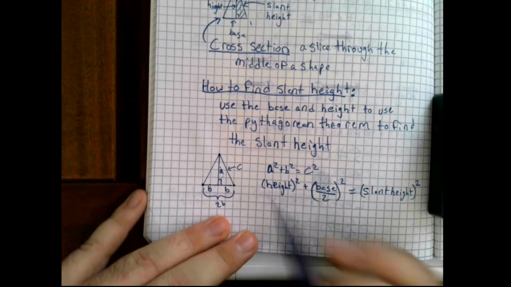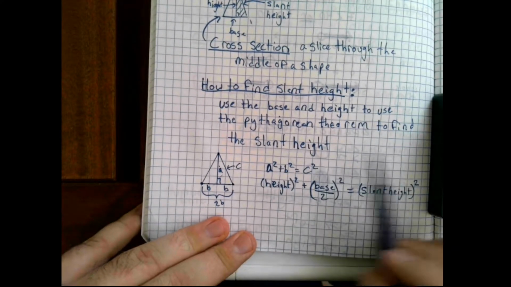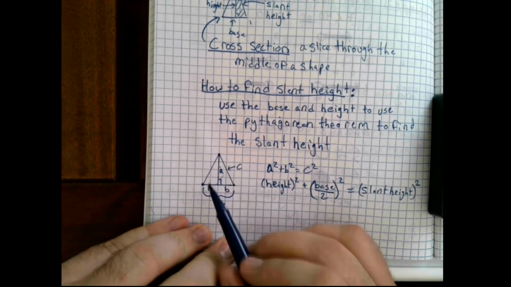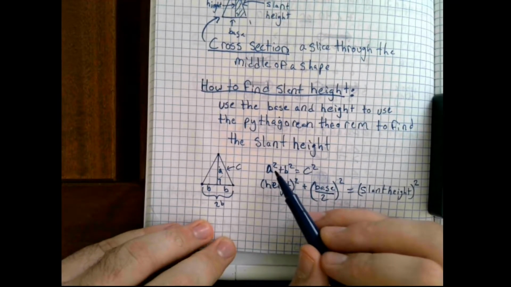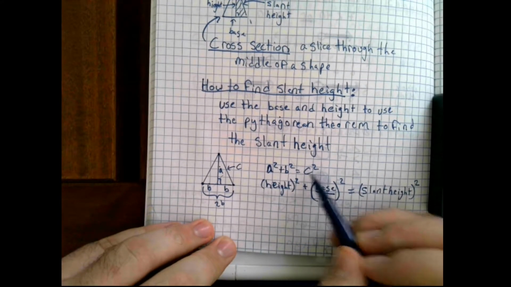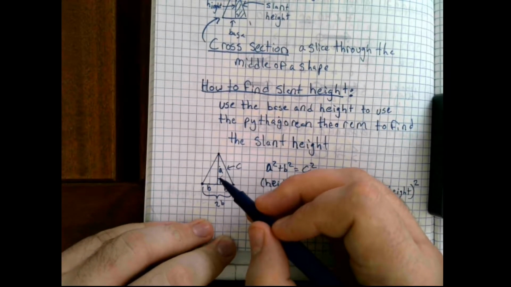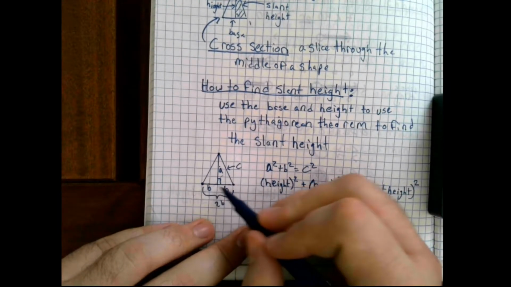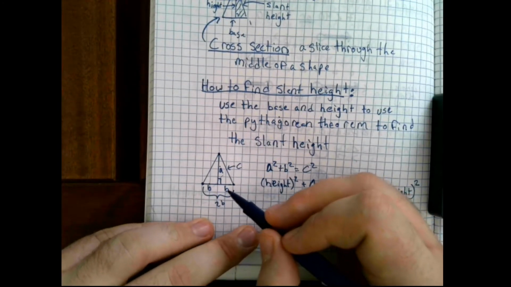So how to find slant height? We're going to use the base and the height in the Pythagorean theorem to find the slant height. Now, I made a little drawing right here that I want to go over with you guys. Remember, the Pythagorean theorem is a squared plus b squared equals c squared. Now, we could say that a is our height. It's the amount going up right here. But notice, b is not the full base. It's only half of it.